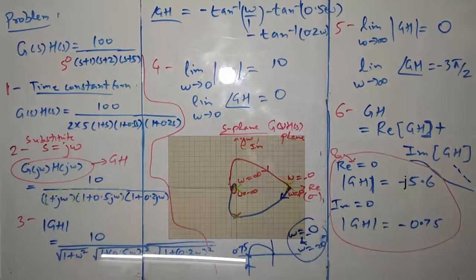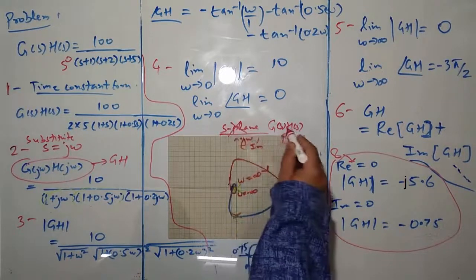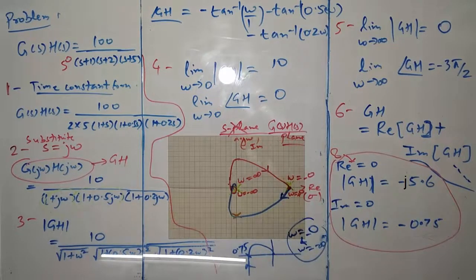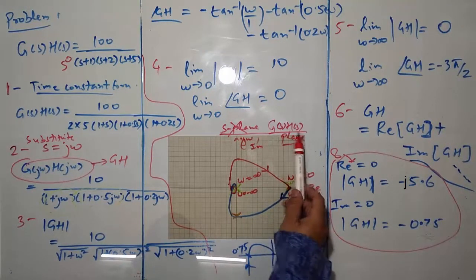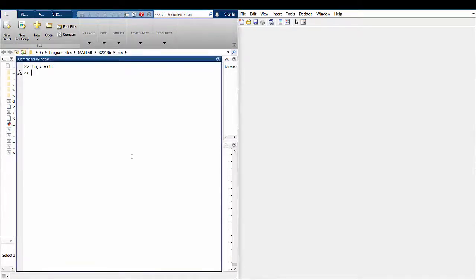Okay, there is one correction over here: this is not the S-plane, rather the G(s)H(s) plane. We will be drawing the Nyquist plot on the G(s)H(s) plane, which has already been discussed in step number 1 or 2. So we will always be operating in the G(s)H(s) plane. Here we will be constructing the Nyquist plot using MATLAB, which will give us the exact plot.